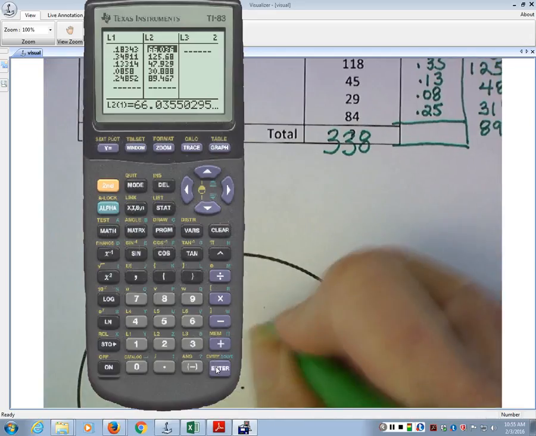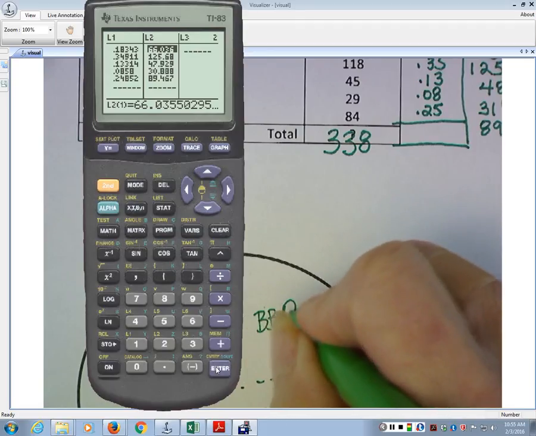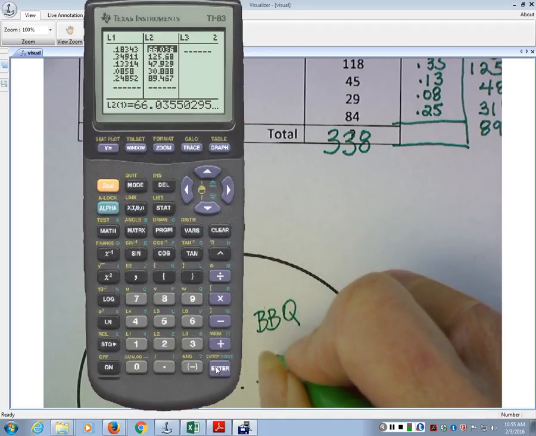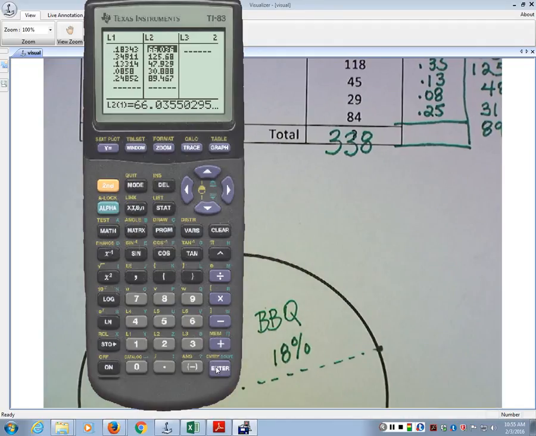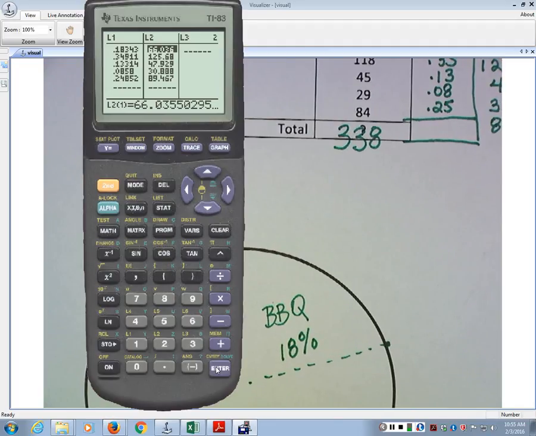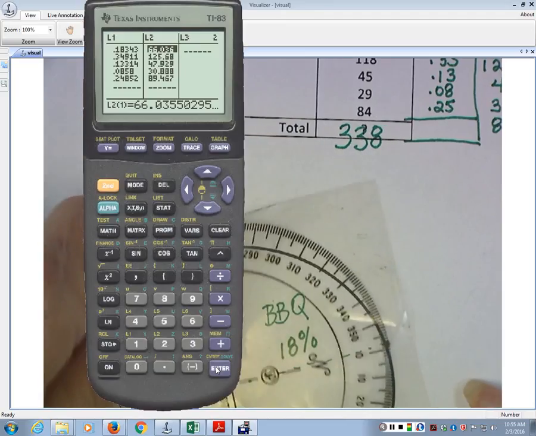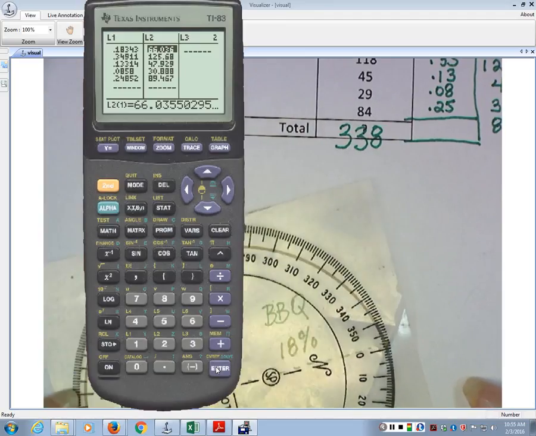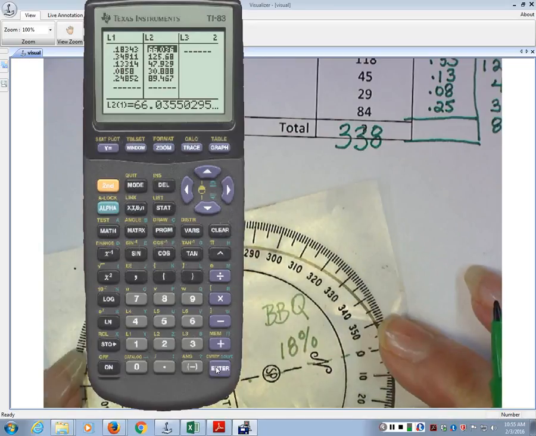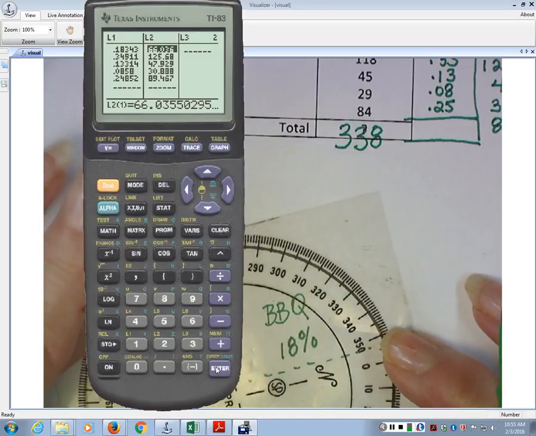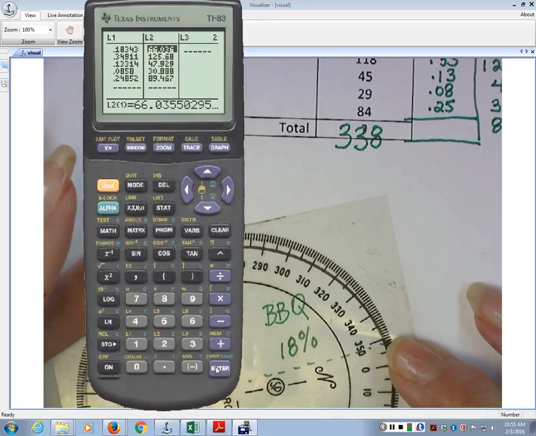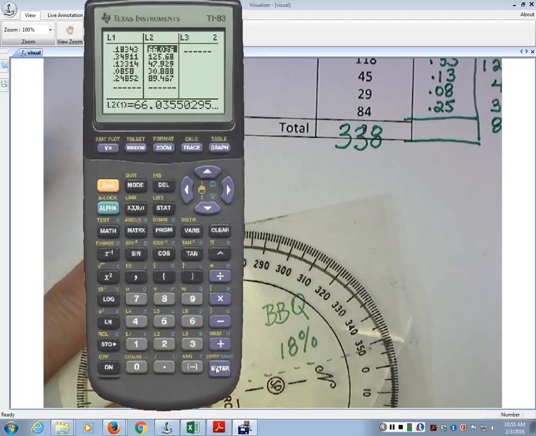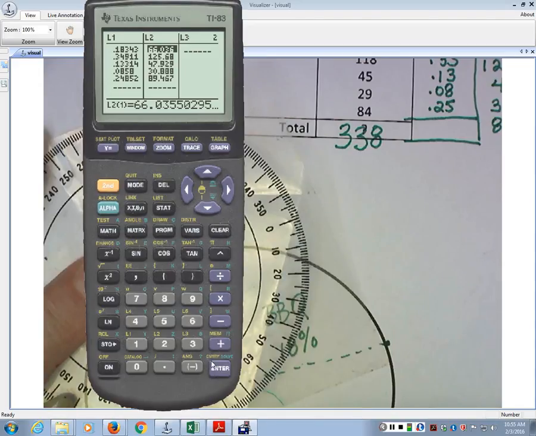And this is going to be barbecue. And my barbecue is really about 18%. And then the next category is going to have to be 125 degrees. So I'm going to set my 0 back right here and count around, if I can get it in there evenly. I don't know which is warped, the paper or the protractor. 125 would be right about here.